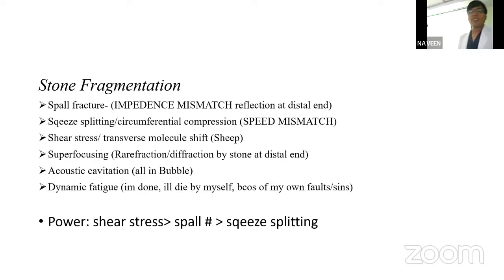So by the sixth mechanism, the stone is fragmented. Spall fracture is because of impedance mismatch at the stone and urine interface. Second is squeezing splitting, because of speed mismatch. Shear stress is shifting of the molecules perpendicular to the sound wave. Superfocusing is refraction or diffraction of the shock wave from the distal edge of the stone. Acoustic cavitation is because the bubbles oscillate very rapidly and collapse violently and produce very high pressure and temperature inside the stone. And dynamic fatigue is because of its own flaws, the stone fragments. So the most powerful mechanism is shear stress compared to spall fracture, and the third one is squeezing and splitting.